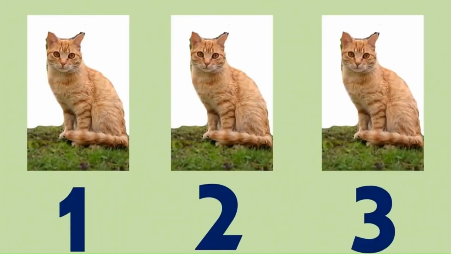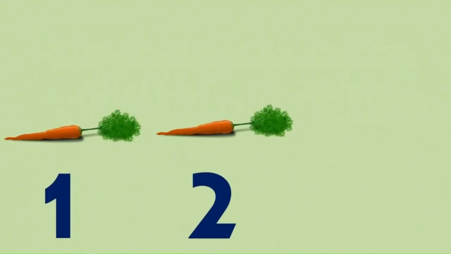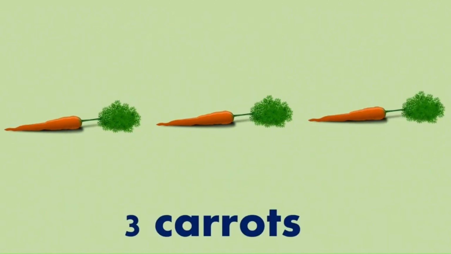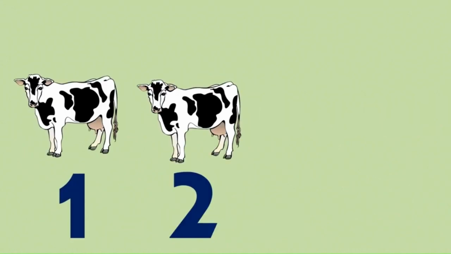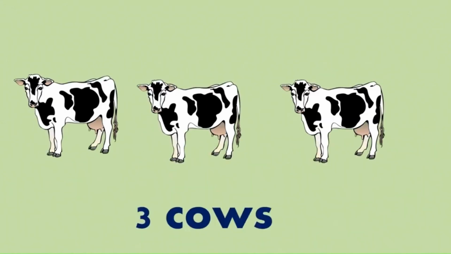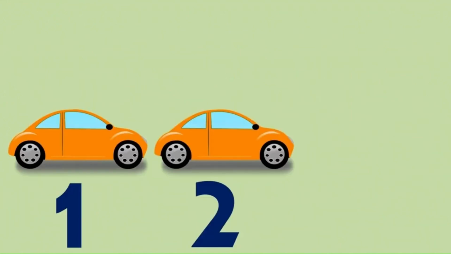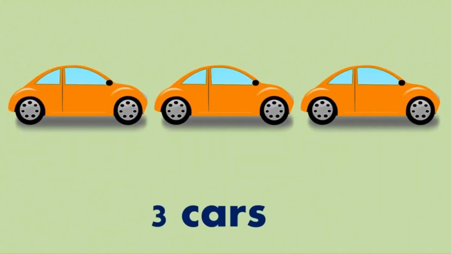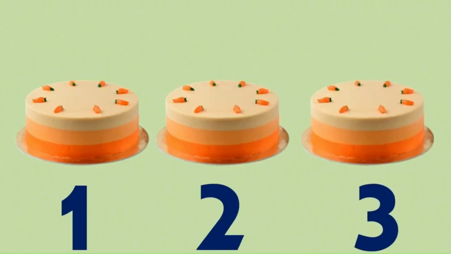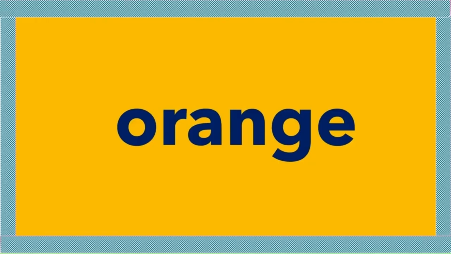The number of the week is 3. 0, 1, 2, 3. 3 cats. 3. 0, 1, 2, 3. 3 carrots. 3. 0, 1, 2, 3. 3 cows. 3. 0, 1, 2, 3. 3 cars. 3. 0, 1, 2, 3. 3 cakes. 3.